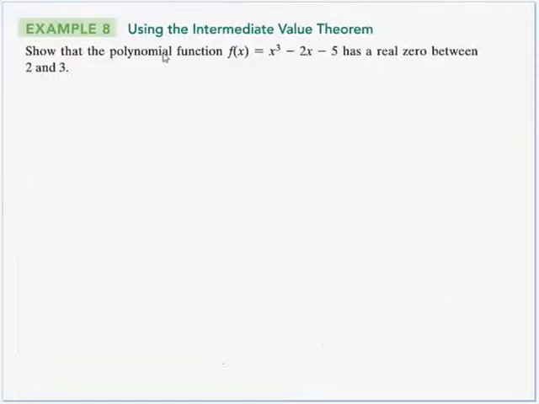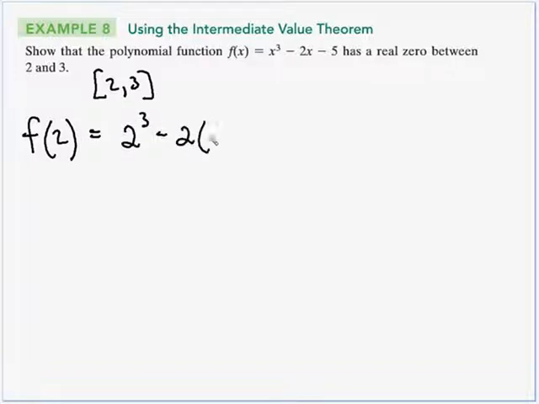One's positive, one's negative. So here, for example 8, show that this polynomial has a real 0 between 2 and 3. All right, well, let's check our endpoints. Our interval is 2, 3. So let's check our heights. f of 2. That's going to be 2 cubed minus 2 times 2 minus 5, or 8 minus 4 minus 5, which is negative 1. And of course, it's obvious that's negative.